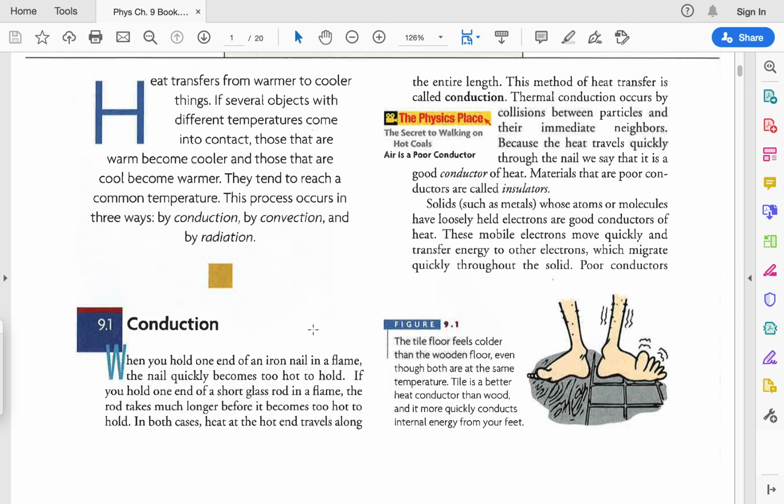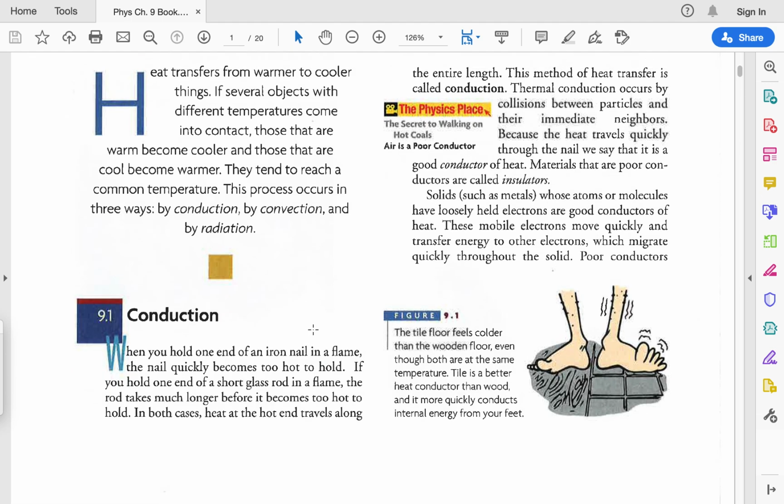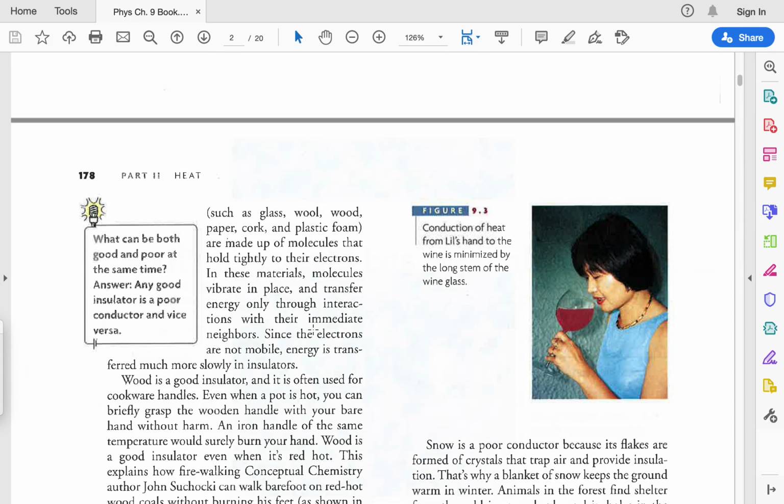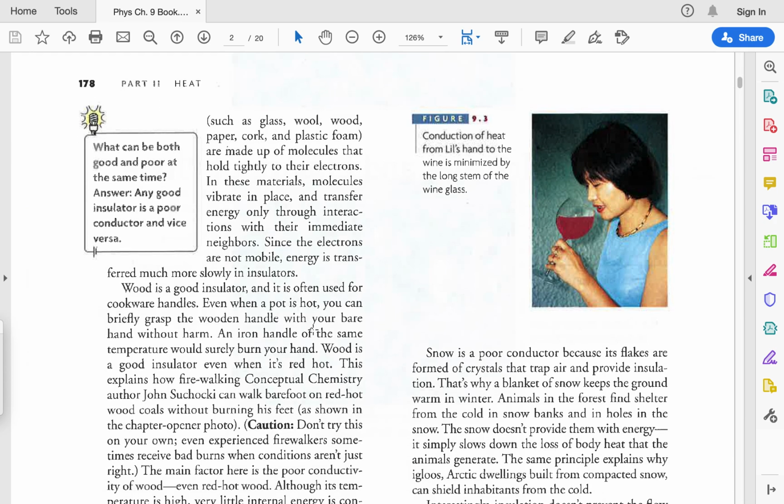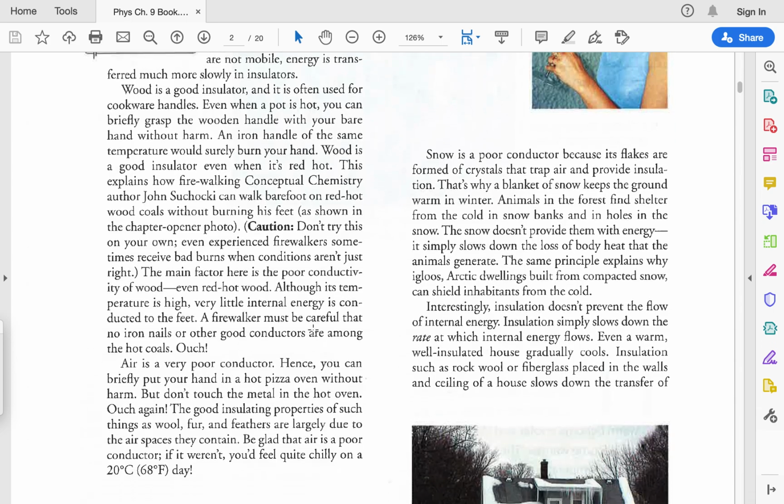9.1, conduction. So easy to remember: conduction, convection, and radiation. Conduction means direct contact. Convection means through air, and radiation is through like the sun, coming from the sun and light.